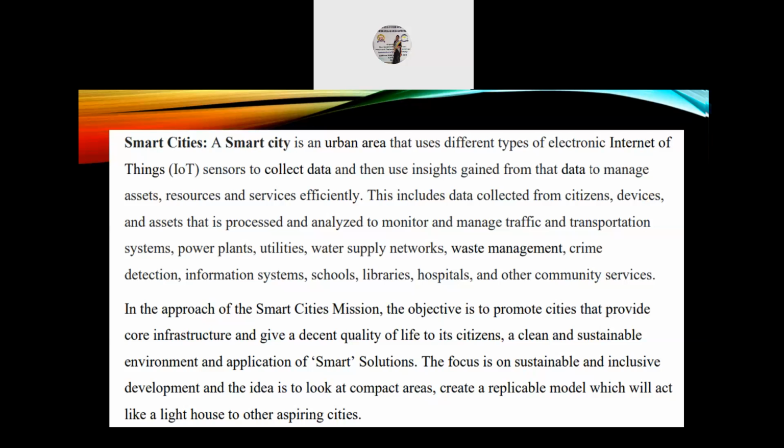In the approach of the Smart Cities Mission, the objective is to promote cities that provide core infrastructure and give a decent quality of life to their citizens, a clean and sustainable environment, and application of smart solutions. The focus is on sustainable and inclusive development, and the idea is to look at compact areas and create a replicable model which will act like a lighthouse to other aspiring cities.